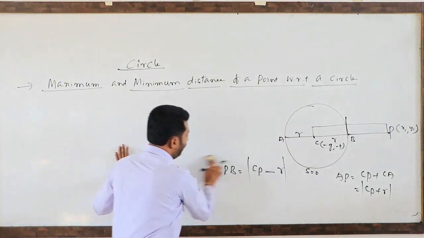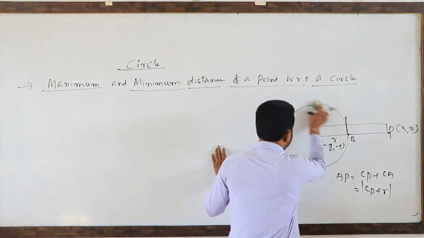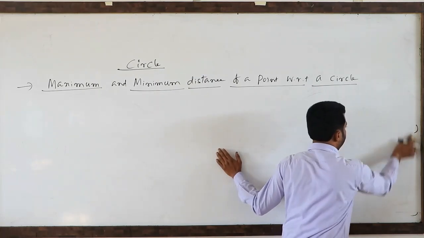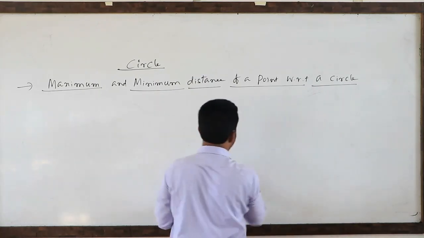Suppose point P is outside. Suppose it is inside, how to calculate? See here.